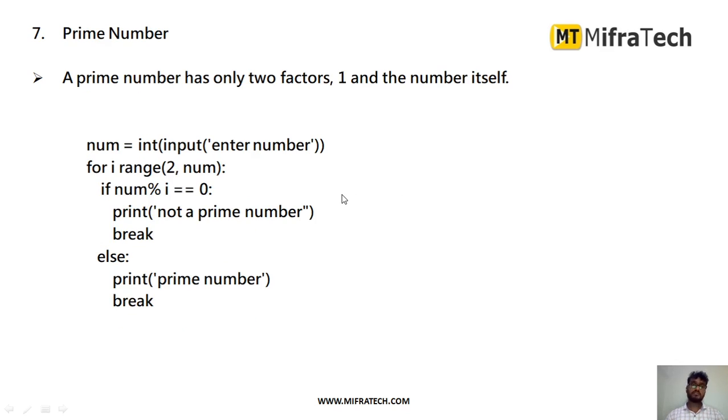Next we will see whether a number is a prime number or not. A prime number, in general, is a number which is divisible completely only by 1 and the number itself, that's it.